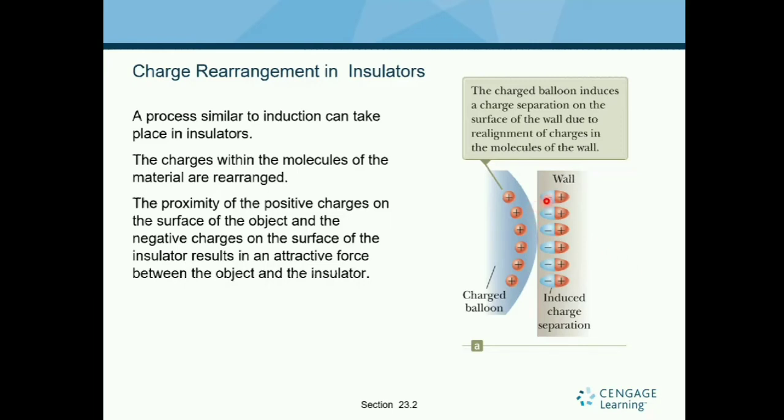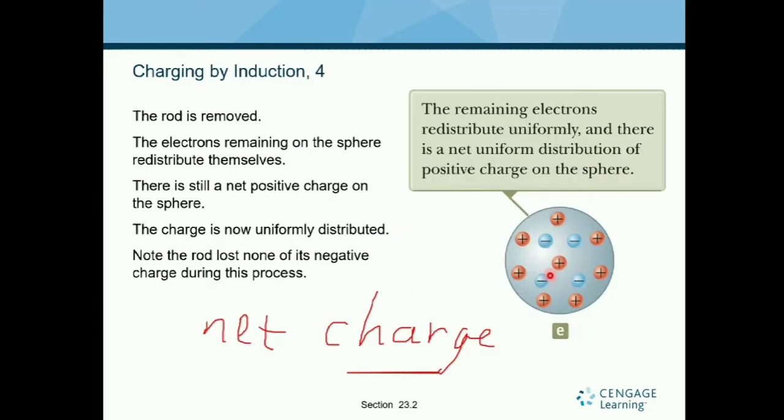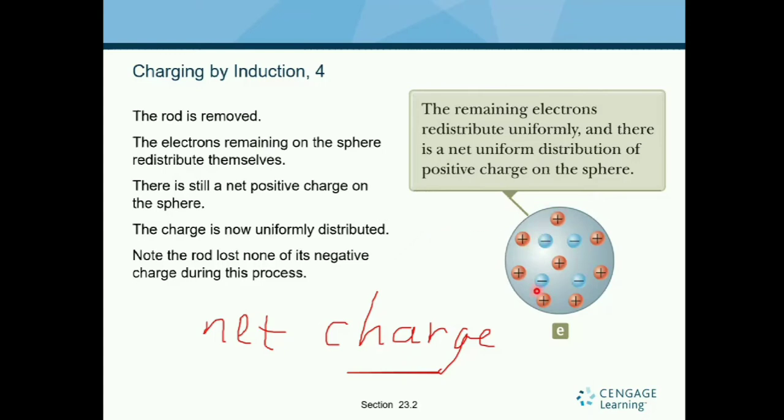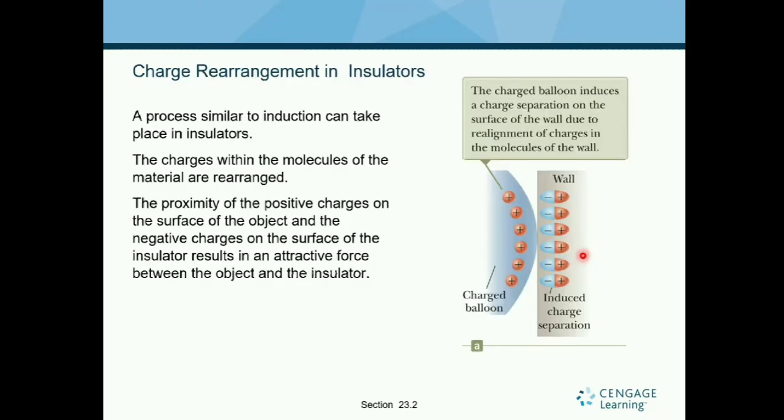But you will rearrange the direction of a molecule. See, for example, this is a molecule. Inside a molecule, because of this induction from the charged balloon, the surface of the wall will show a negative charge. But this is not because of free electrons. These electrons are not free electrons. So that's the difference between a conductor and an insulator. This is called the charge rearrangement in the insulator, which is similar to the induction in a conductor. They're similar, but a little bit different.